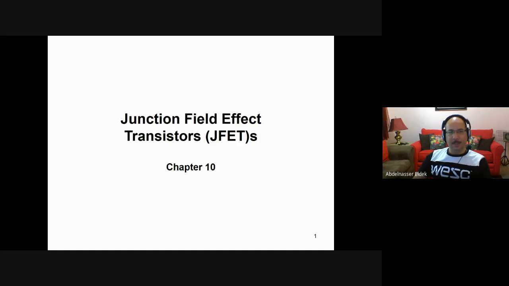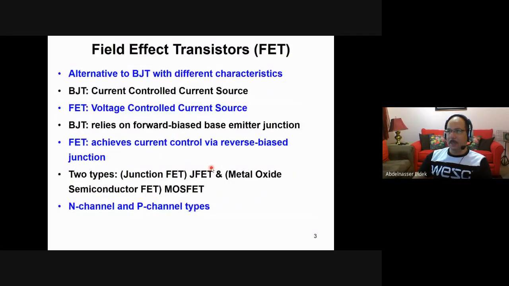Hello everybody, today I will talk about the junction field effect transistor, the JFET, which is a device similar to the bipolar junction transistor with just different characteristics. So let us see what this JFET is. The JFET is an alternative to the BJT, with just different characteristics.